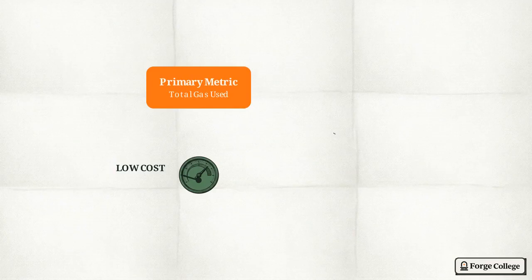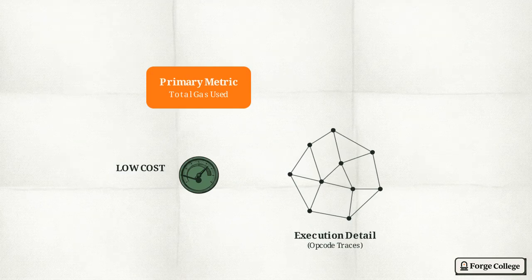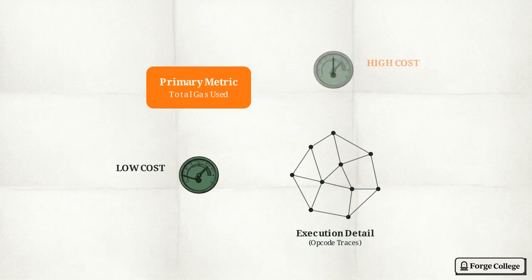On the other hand, pulling full opcode traces, which means looking at every single microscopic instruction the computer processed, is incredibly heavy. Look at this tangled web next to our simple block. This is expensive to compute and takes a lot of time. Treat it as a low-priority luxury unless your specific experiment demands it.